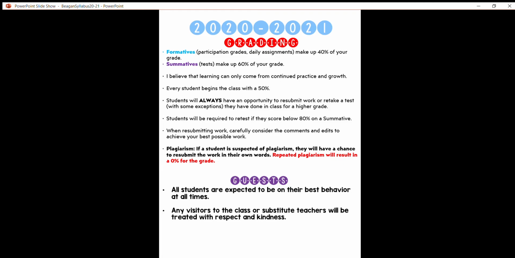If students score below an 80% on a summative, then they will be required to retest, as long as it's not a district or state test. And I always leave comments on my students' work, especially with the Volusia Live students. Every time, Microsoft Teams gives you an option to write comments when you are grading, and the comments go along with the grade that they receive.